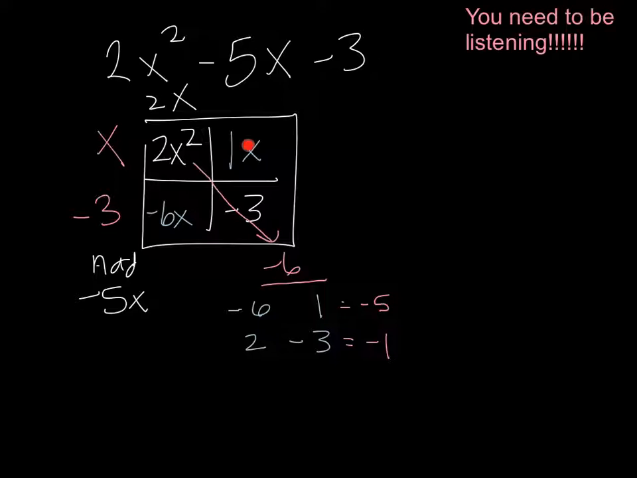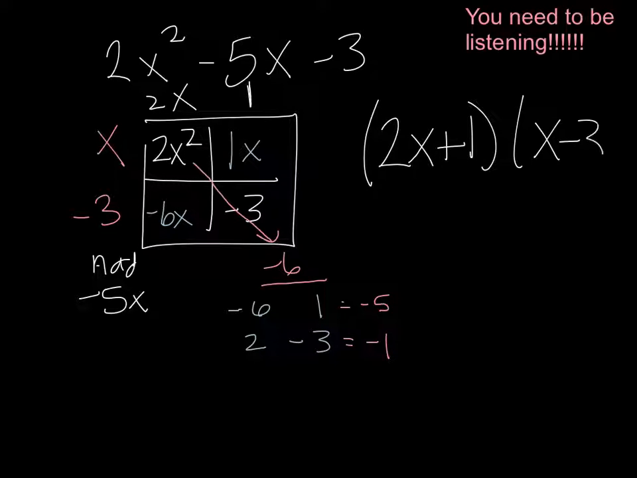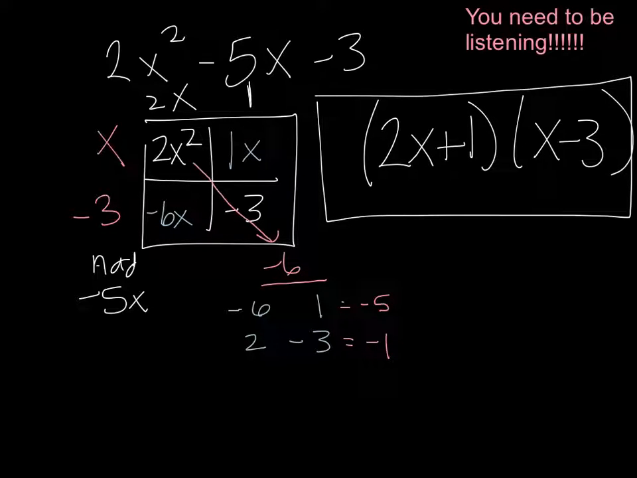And what do these have in common? There's nothing that I have in common here. So if there's nothing I have in common, there's always an invisible number, because every single number in the world can always be divisible by 1. So then my final answer here would be 2x plus 1 and x minus 3. So this is completely factored now. 2x plus 1 and x minus 3.